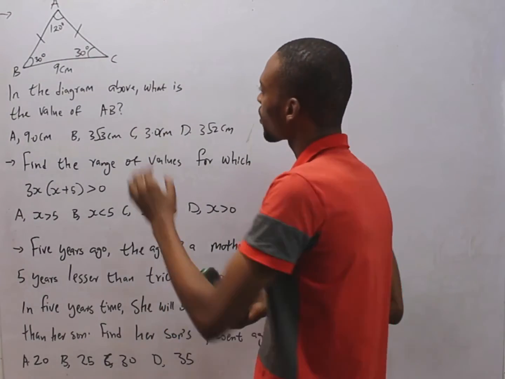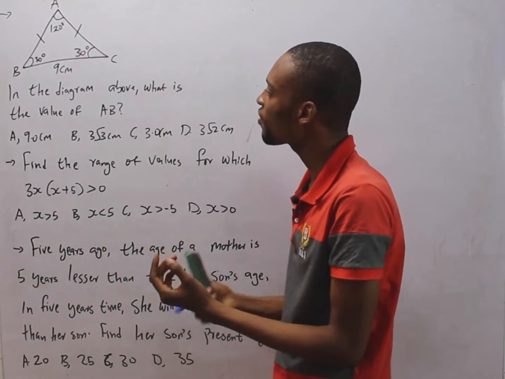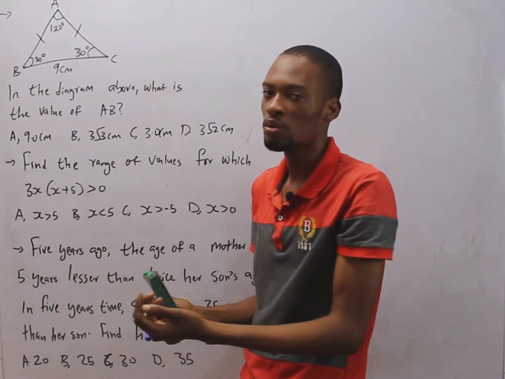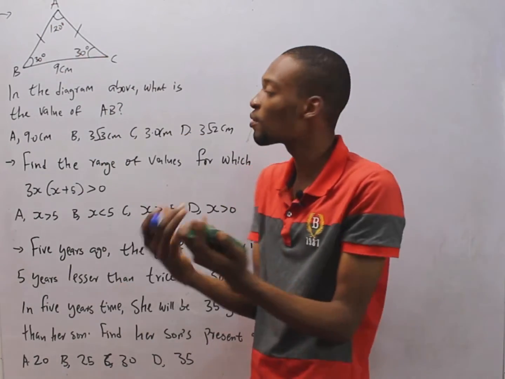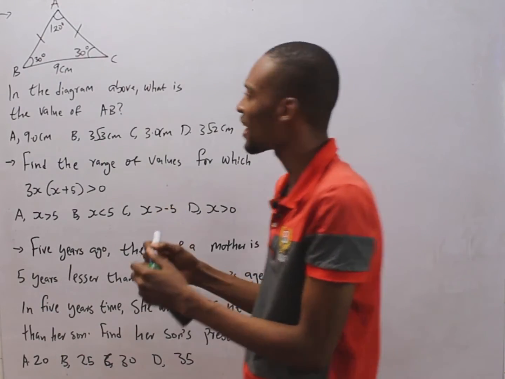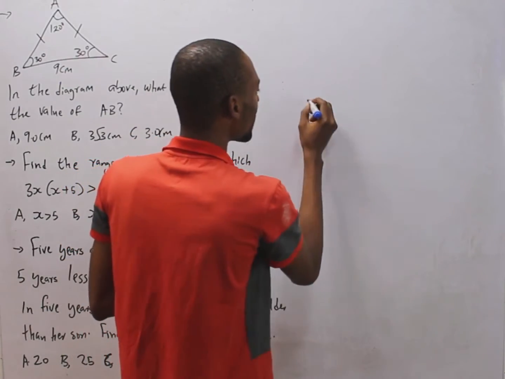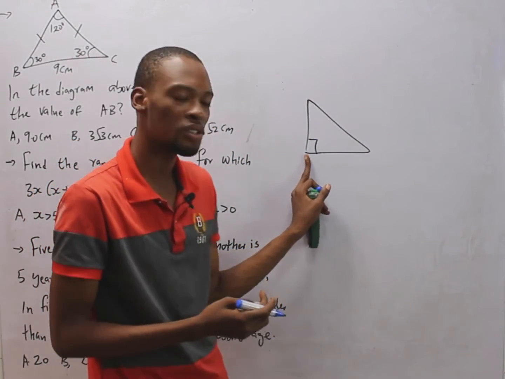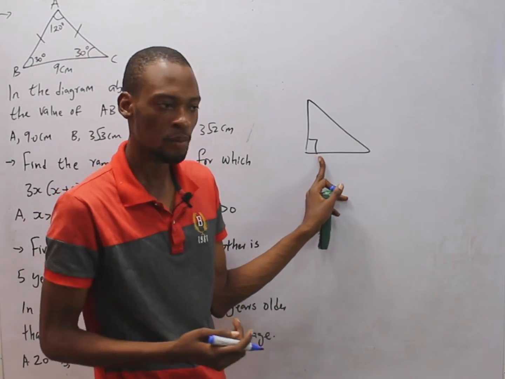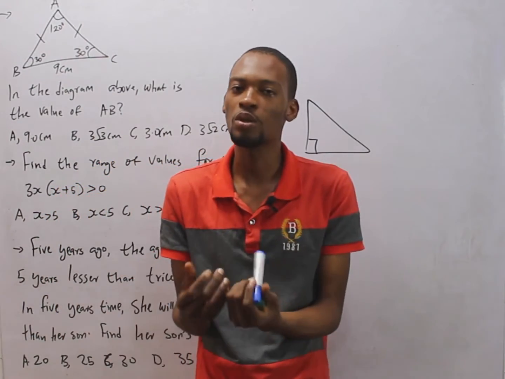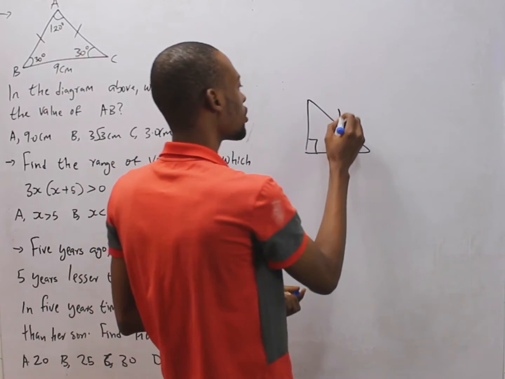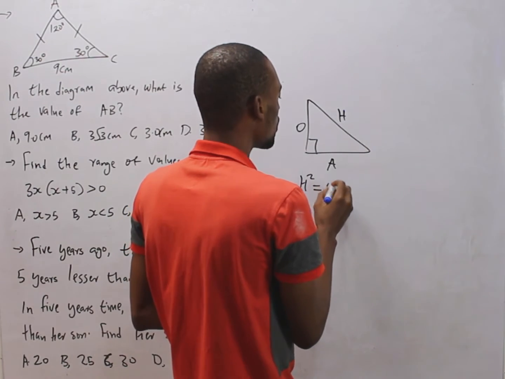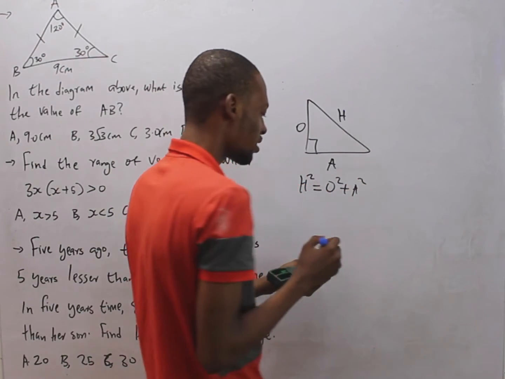Look at this question. It says, in the diagram above, what is the value of AB? This is simply a triangle. A triangle is any shape with 3 sides. We have different types of triangle. If you are given something like this, it is a right-angled triangle because one of the angles equals 90 degrees. To solve a right-angled triangle, we apply Pythagoras theorem. Pythagoras theorem states that h squared, the hypotenuse squared, equals opposite squared plus adjacent squared.